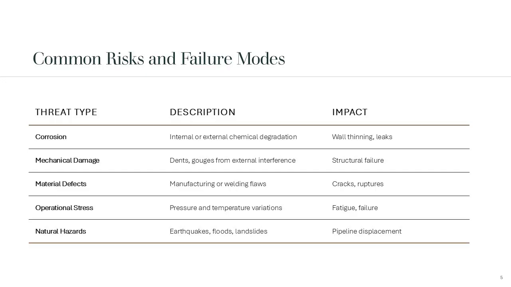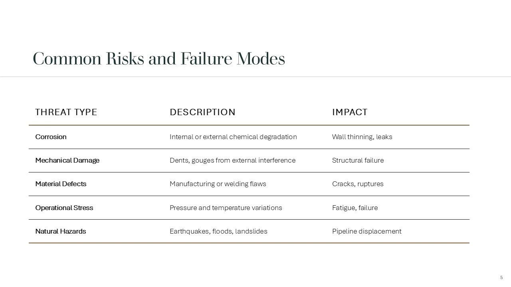Pipelines face numerous threats that can compromise their integrity. Corrosion is one of the most prevalent issues, occurring internally due to transported fluids or externally from soil and environmental conditions. Mechanical damage, such as dents and gouges, often results from third-party interference like excavation activities. Material defects, including welding flaws and manufacturing imperfections, can lead to structural weaknesses.